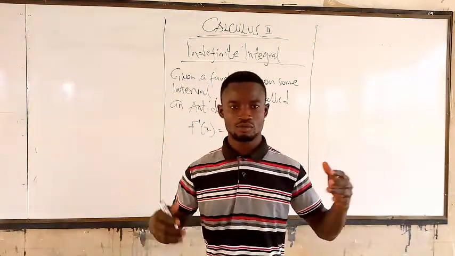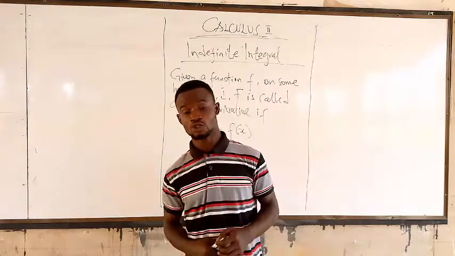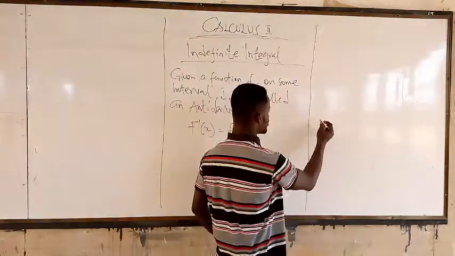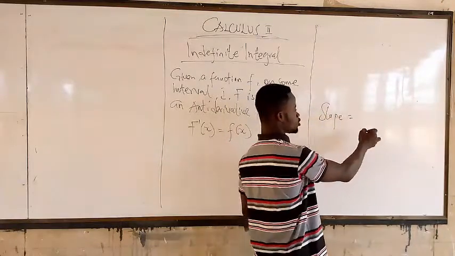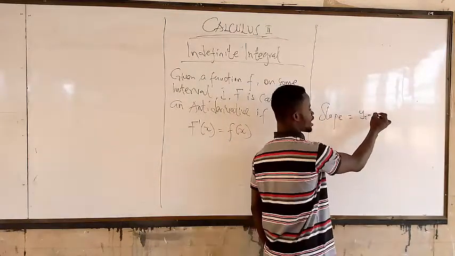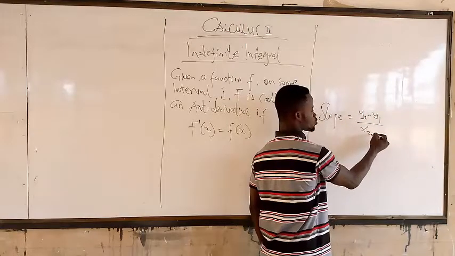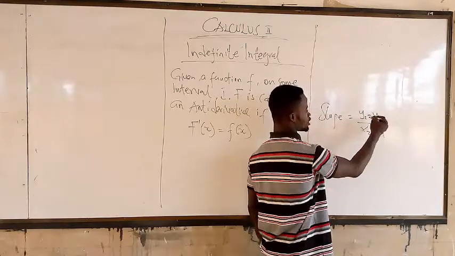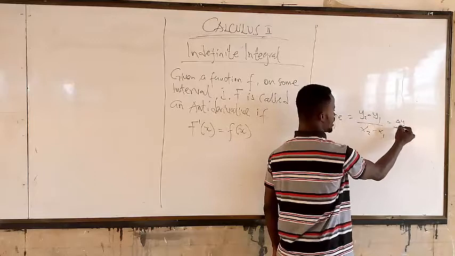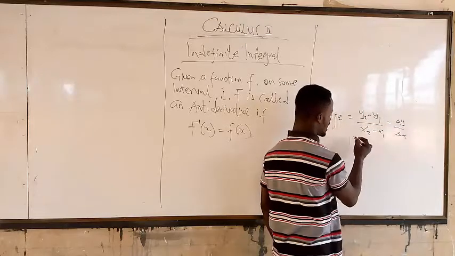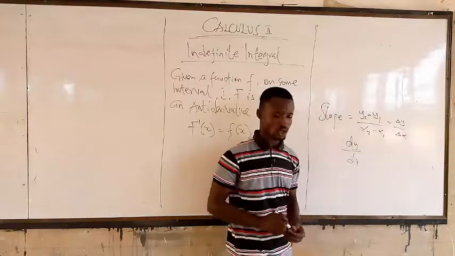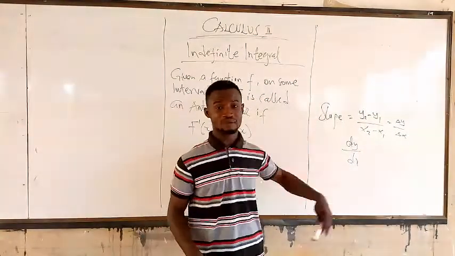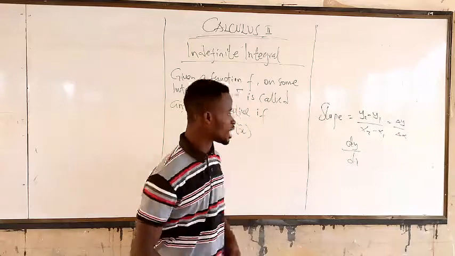differentiation always goes hand in hand with slope. When you are finding a slope, the slope is equal to change in y, y2 minus y1, over x2 minus x1. So this is the change in y over the change in x, and that gives dy/dx.